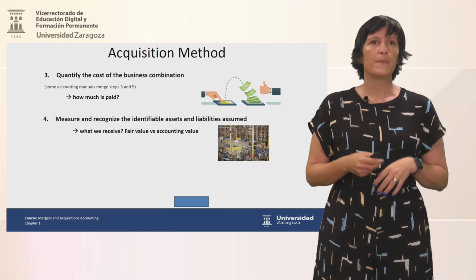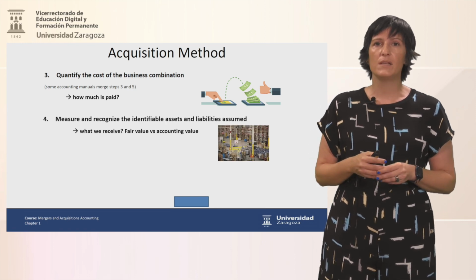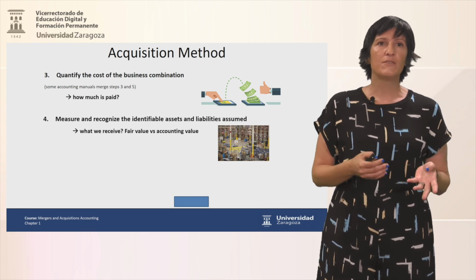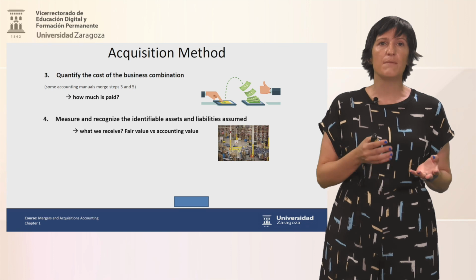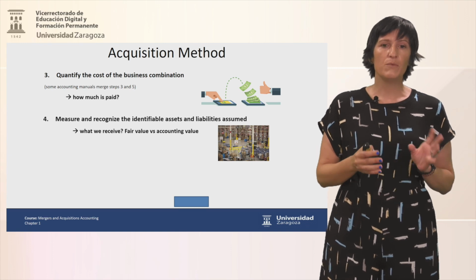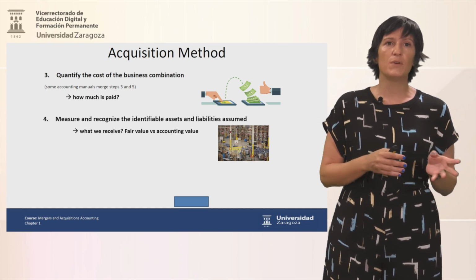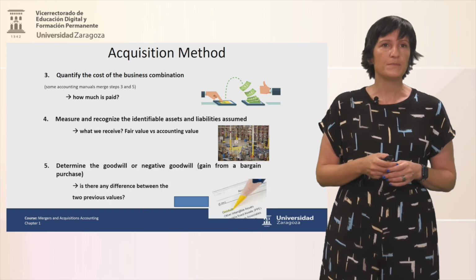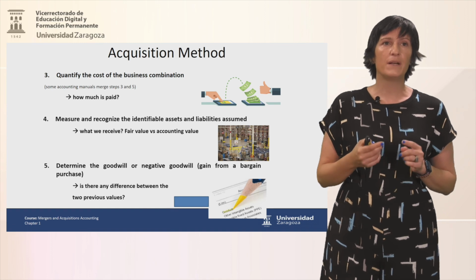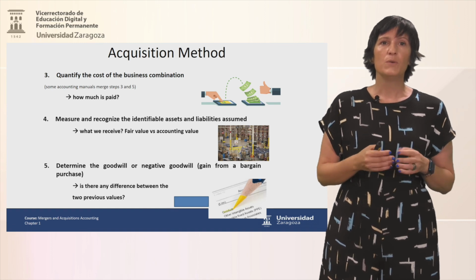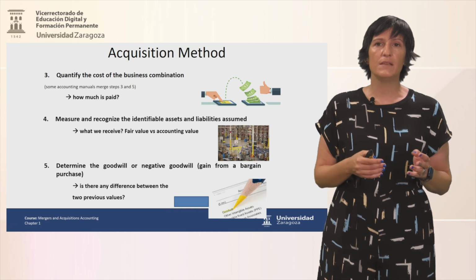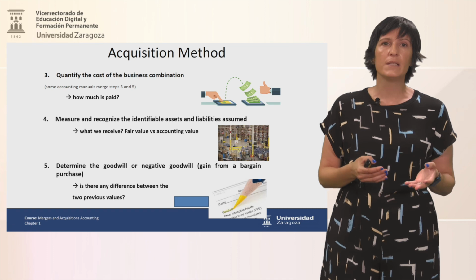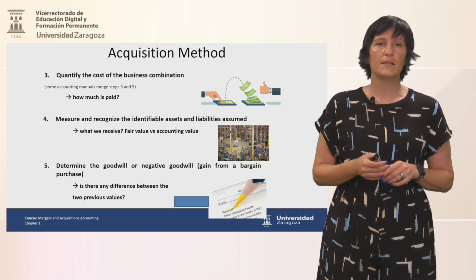So after that, we will need to identify for what we pay that quantity. We will have to identify which assets and liabilities we are acquiring, and we will need to take decisions about the valuation process, whether we take the accounting value or the fair value. And finally, by comparing steps 3 and 4, we will obtain whether there is any difference or not. If there is a difference, we will call it either goodwill or negative goodwill.